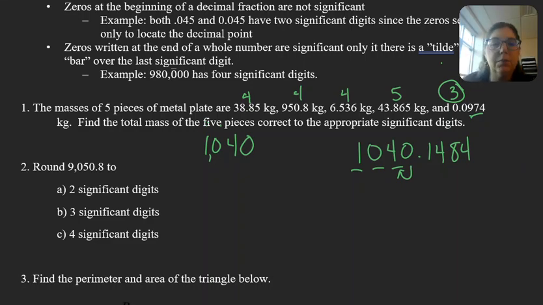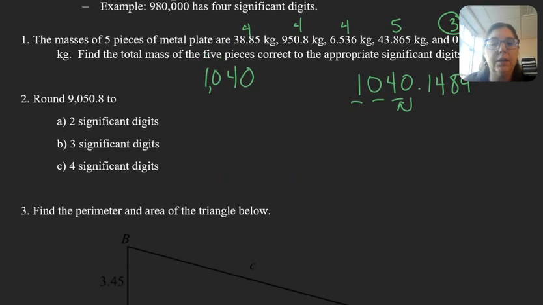Okay, so let's look at some other numbers to practice this rounding idea. So I have 9050.8, and first it wants us just to round to 2 significant digits. So the 9 and the 0 are the 2 they want us to round to. So we look at the number behind it, which in this case is the 5. 5 says to do what to 0?